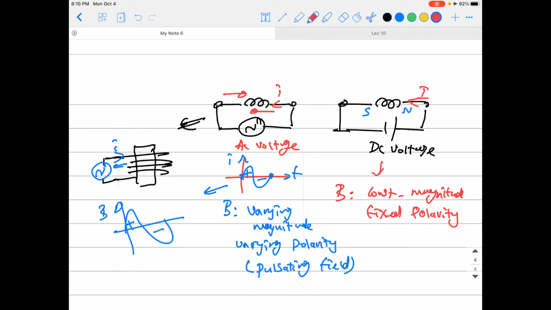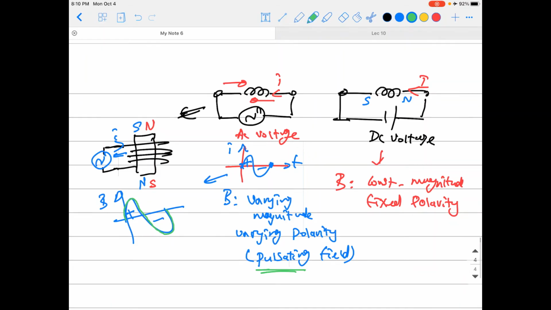Sometimes you will find a north here and a south there, and sometimes it will change polarity, so it will be south here, north there. It's not just changing polarity but changing magnitude, because like you've seen here, the magnitude changes with the changes in this sine wave. And that's why we call it a pulsating field, because it doesn't hold a value or a polarity. It just keeps pulsating. Okay, guys?